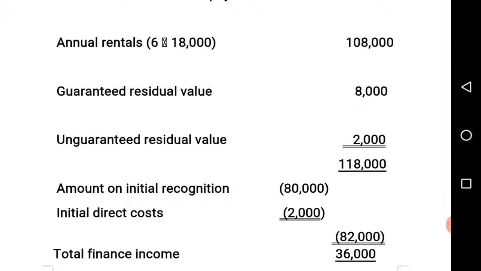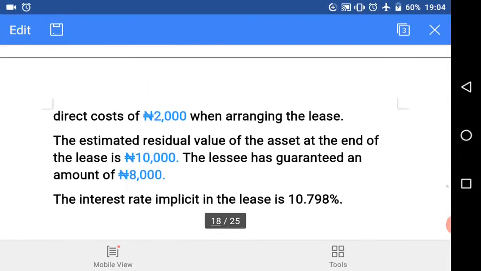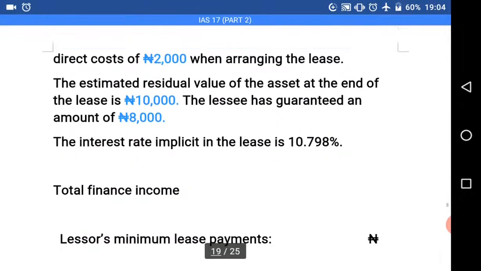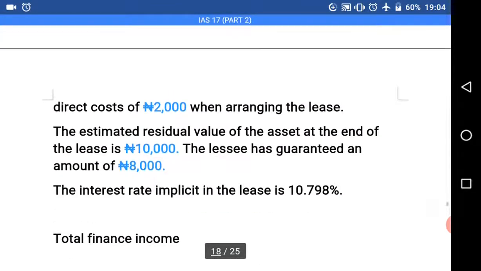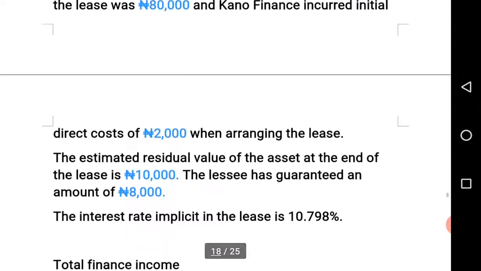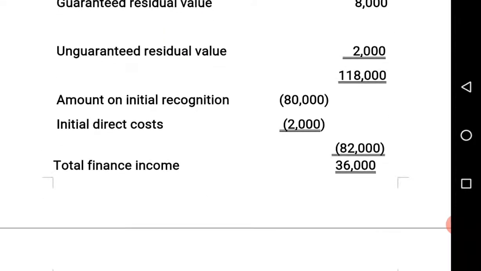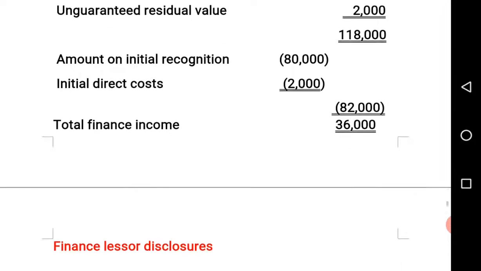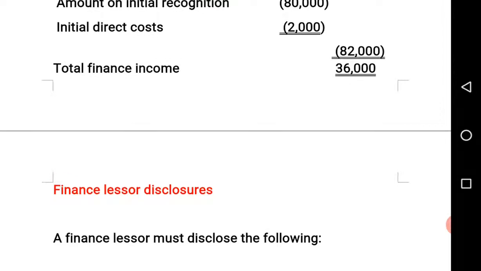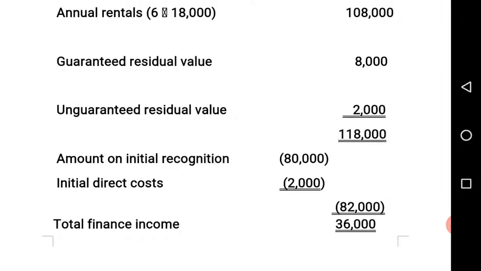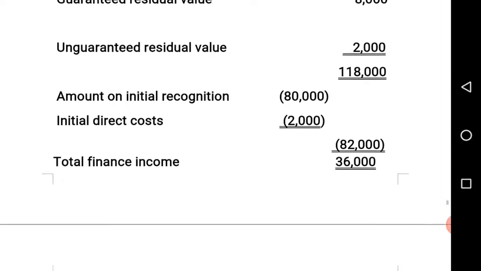So we less the expense made on the lease. The first expense there is the cost of the asset itself, which is 80,000 here. Then the initial direct cost 2,000, which is also capitalized. So we have 2,000 plus 80,000, which gives us 82,000. Then we find the net, which gives us 36,000 naira. That is the finance lease. That is the gain that the lessor makes on leasing his assets.